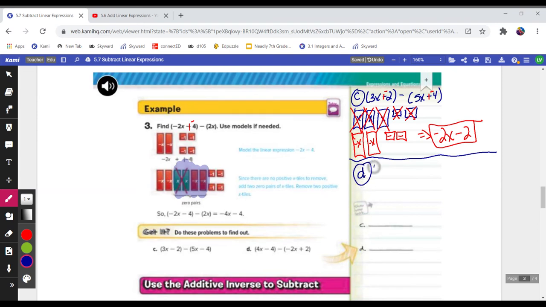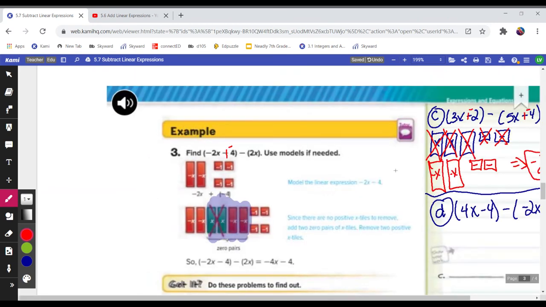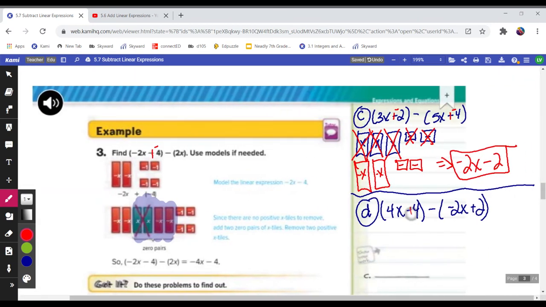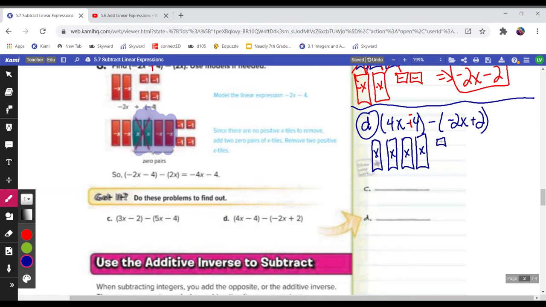Trying letter D. The quantity 4x minus 4 minus the quantity negative x plus 2. So at the beginning, I want to change that to adding a negative 4. So I'm going to create 4 x's. 1, 2, 3, 4. And then I'm going to make 4 negatives.